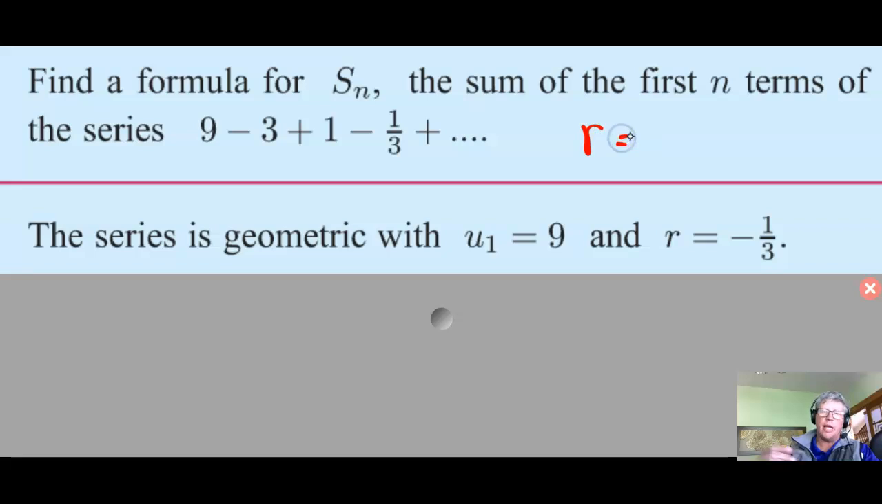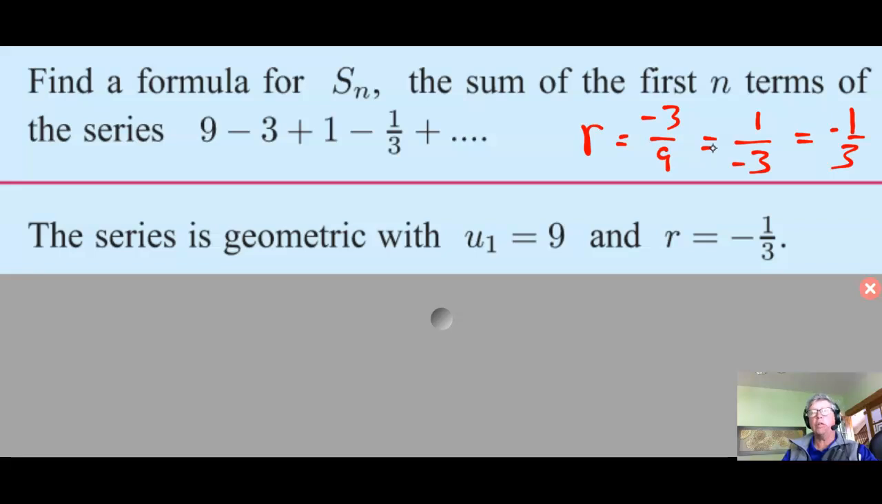Remember, the R value is any ratio of any two consecutive terms. So maybe you take -3 over 9. That's awesome. That gives you -1/3. Or I could take 1 over -3. They both are going to equal -1/3. Okay.